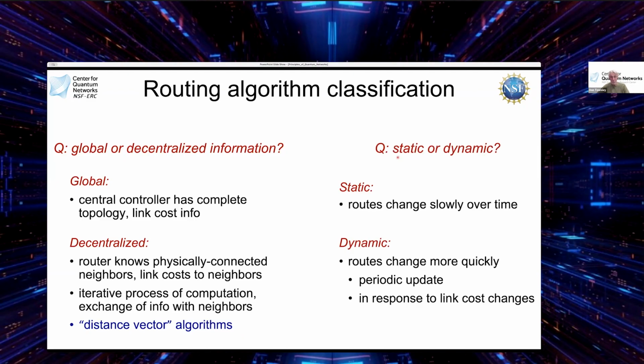Another way of classifying: are they static or dynamic? By static, you would compute the routes and you wouldn't change them for a long period of time. Perhaps you would instantiate them for a day, and then you might recompute the routes again for the next day. And by dynamic, the routes would change more quickly, and you would perhaps be doing periodic updates. It might be on the order of minutes or seconds, or it could be that you do updates as you observe that link costs change.